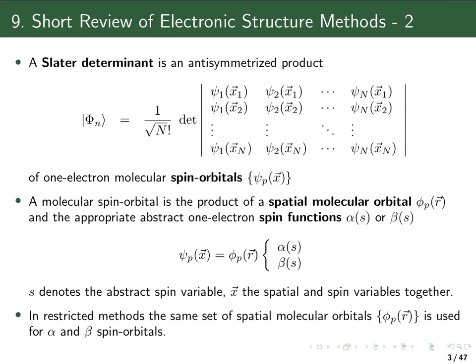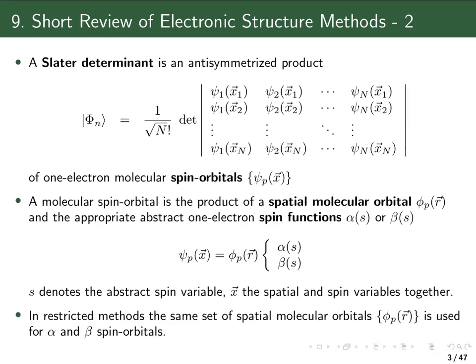Now, in restricted methods, which we are going to look at in this chapter, one uses the same spatial orbital for both the alpha spin and the beta spin orbitals. That's different in unrestricted methods, but here we will only discuss restricted methods where we use the same spatial orbital for both spin orbitals.